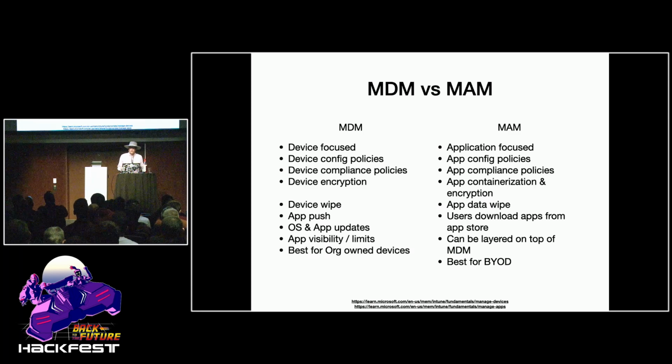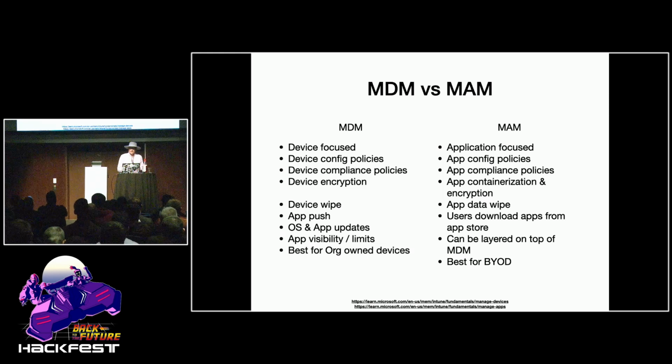Both of them do encryption, one at the device level, one at the application level. The application level compliance or encryption containerizes your data within the application. This is very important for how you're going to protect, especially regulated data. On the device side, you can do app push, you can do OS and app updates. On the application side, you can do remote data wipe of your data.